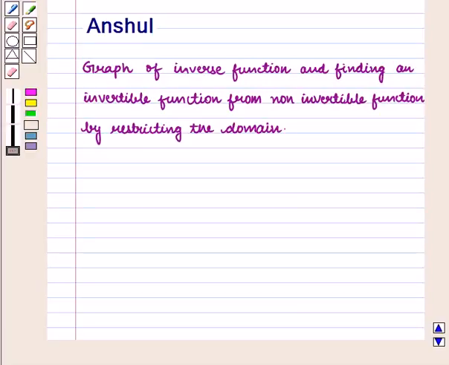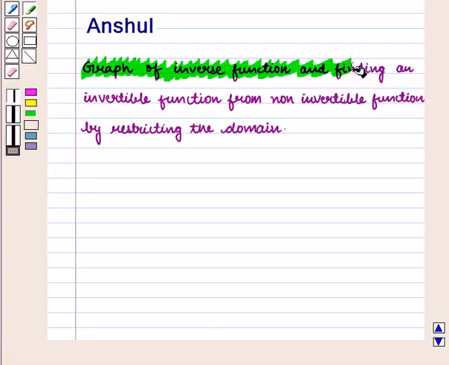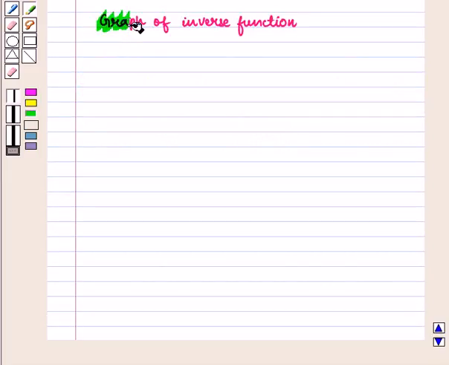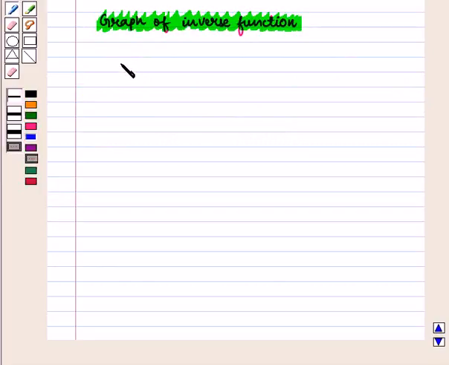In this session we shall discuss how to graph the inverse of a given function whose inverse exists, and finding an invertible function from a non-invertible function by restricting the domain. First of all, we shall discuss the graph of an inverse function. Suppose we have a function f of x whose inverse exists.